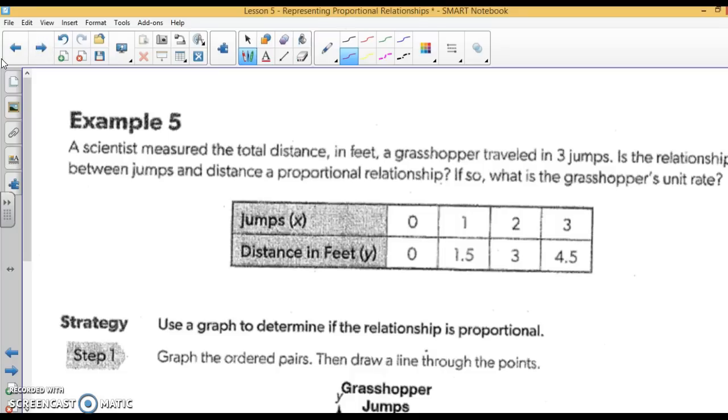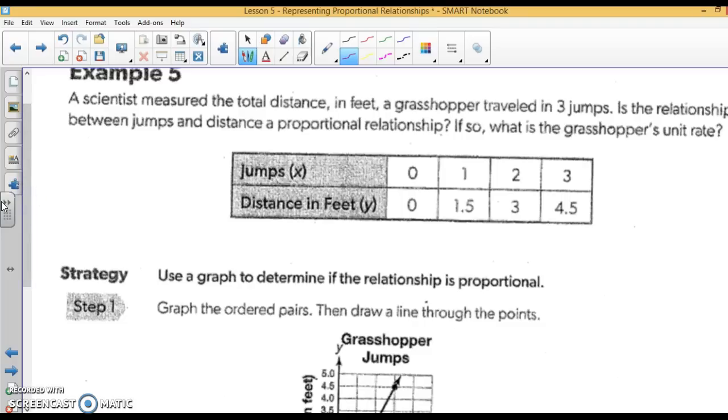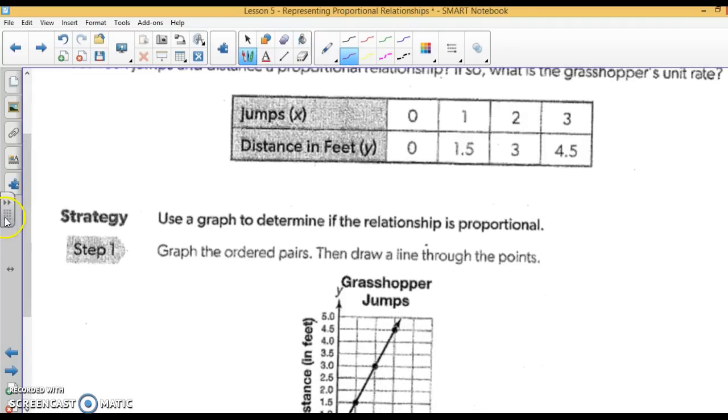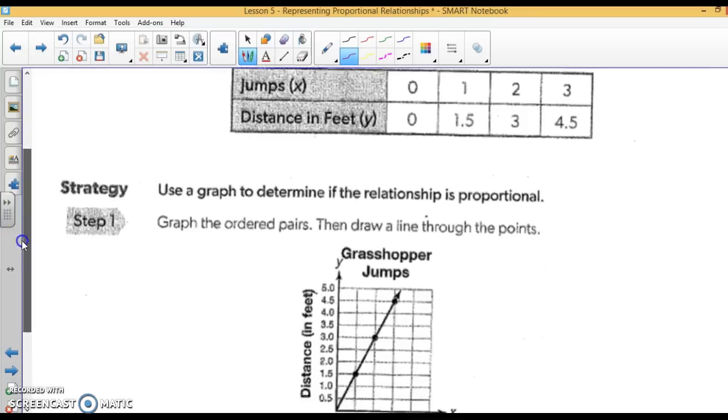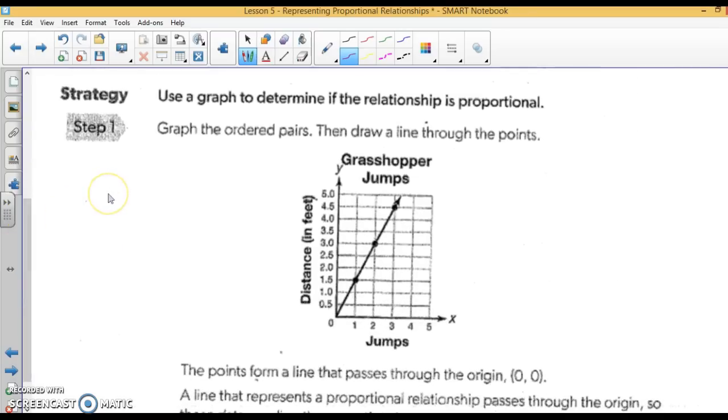All right. A scientist measured the total distance in feet a grasshopper traveled in 3 jumps. Is the relationship between the jumps and the distance proportional? If so, what is the grasshopper's unit rate? So, I'm going to draw a graph. Here's our graph. 0, 0. 1 jump is 1.5 feet. 2 jumps is 3 feet. 3 jumps is 4.5 feet. Does this form a straight line through the origin? So yes, it is proportional.